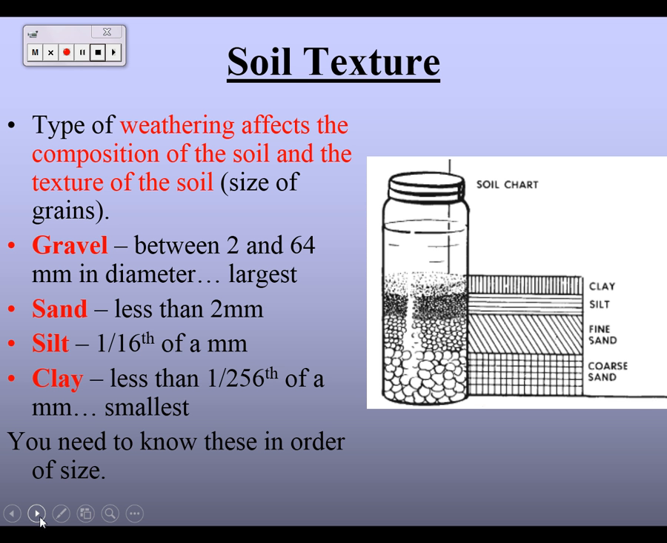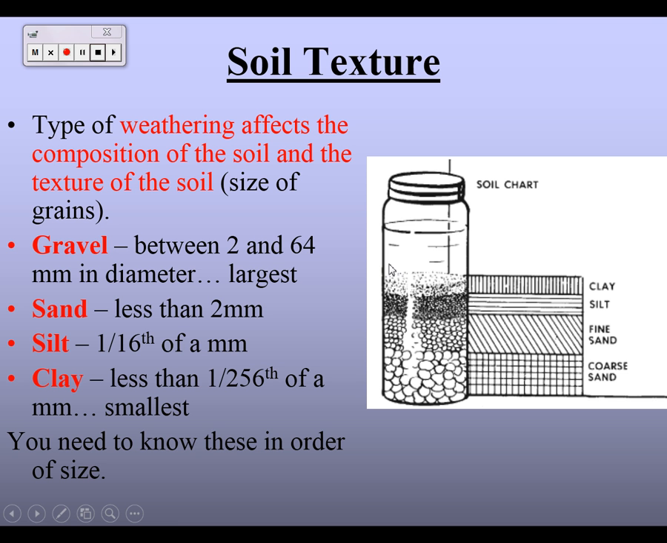The texture of soil can change because of weathering that happens to it. Weathering affects the composition of the soil and the texture of the soil. The size of the grains is the texture. So you can have gravel in your soil, which is the largest. They can be from 2 to 64 millimeters in diameter. Next, you have sand, which is less than 2 millimeters. Silt, which is 1/16th of a millimeter, and clay, which is less than 1/256 of a millimeter. It's the smallest. And you need to know gravel, sand, silt, and clay in order.